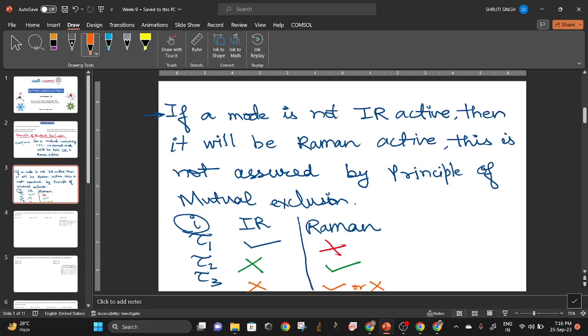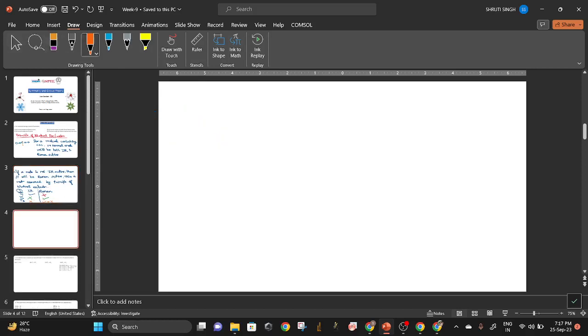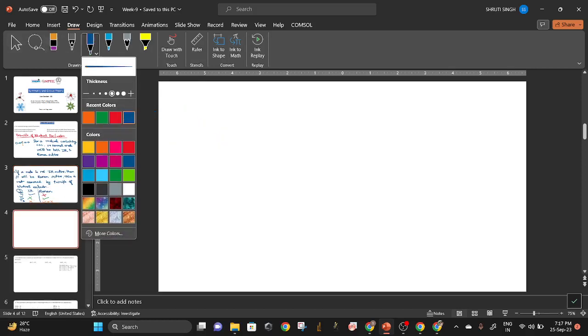So there can be normal modes which are cross here as well, and cross in Raman as well. So this is the principle. Many people take it otherwise, that if it is a cross here, it must be active in Raman. No, that is not the case. If it is active in one, you can cross out the other.